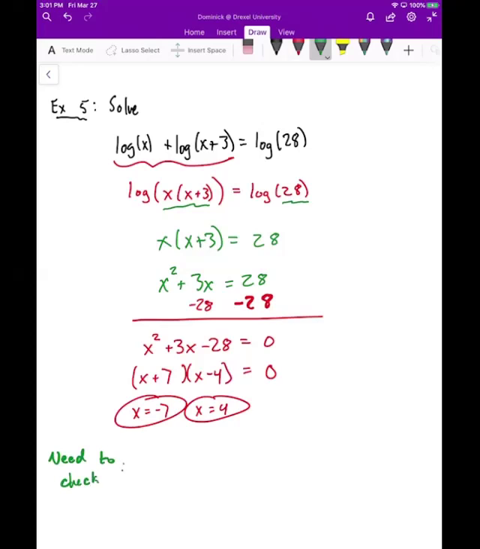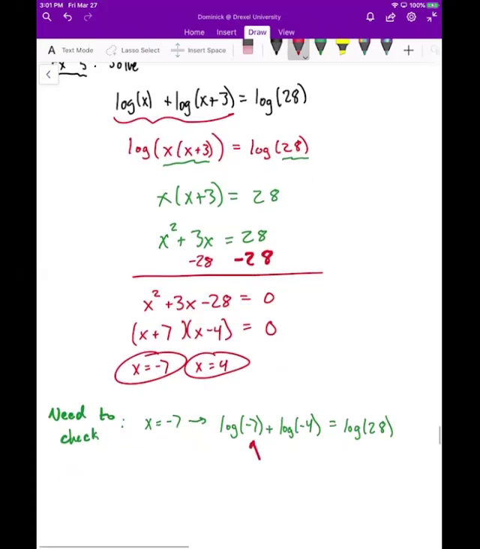Right. Now, if we plug in negative 7, we have a problem right away. If x is negative 7, then we get log of negative 7 plus log of negative 4 is equal to log of 28. All right, but these two negative numbers here are no good. These are bad. So we throw out x equals -7. So this is no longer a solution.